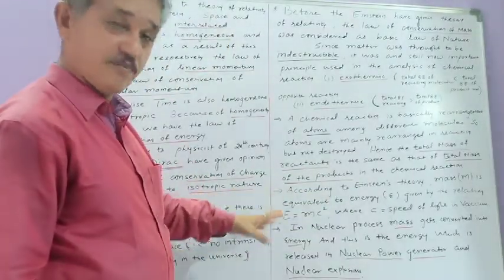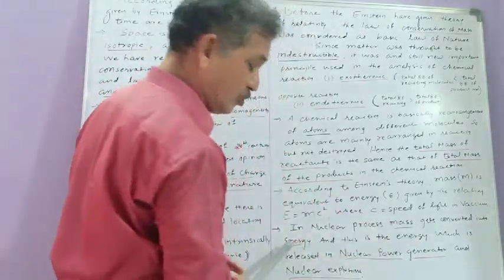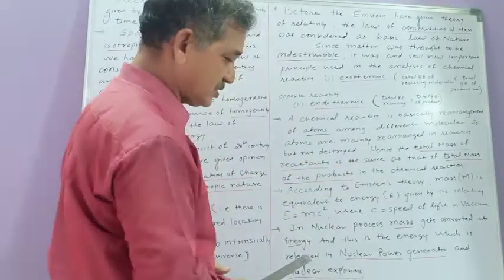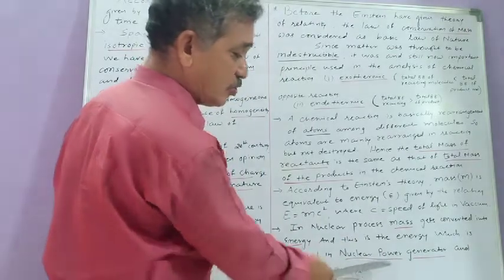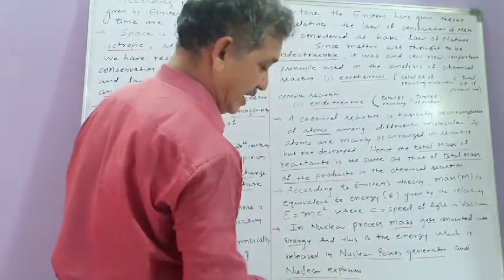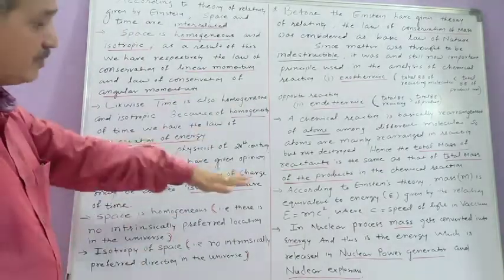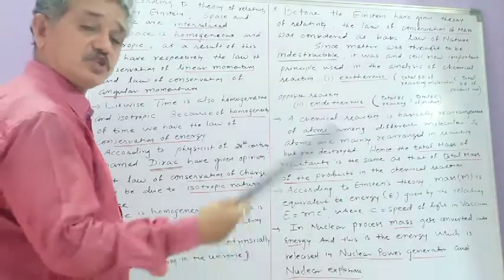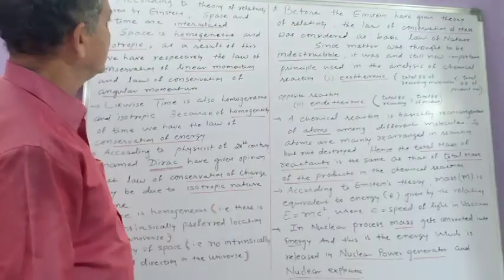And in nuclear processes, mass always gets converted into energy, and vice versa. Energy sometimes gets converted into mass. And this is the energy which is released in nuclear power generators and in nuclear explosions. Now thereafter we come to the point behind the existence of the laws of conservation of different physical quantities.